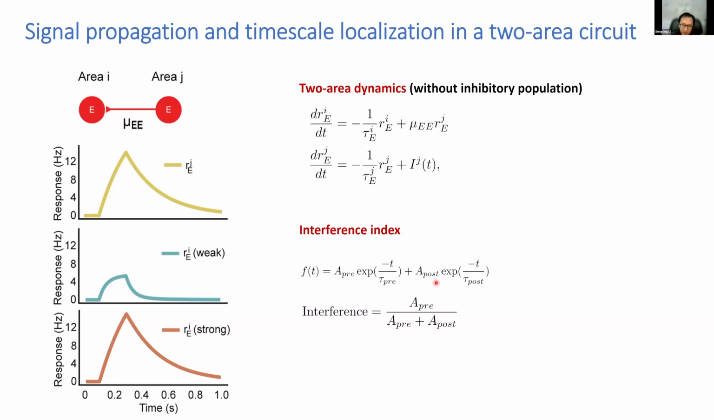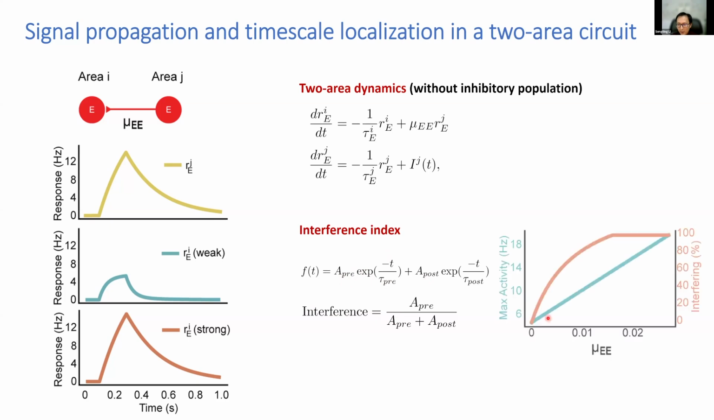So if the upstream area has no effect on the downstream area, then this coefficient will become zero. The interference index will become zero. But if the downstream area's time scale is dominated by the upstream area's time scale, then we will have a very large coefficient here compared with this one. So the interference index will become 1, or at least approach 1. So now we increase the coupling strength between the upstream and downstream areas. Then we can see the downstream area's peak response will increase. But meanwhile, the interference index will also approach 1, which means for very large connectivity strengths, the upstream area's time scale will dominate the downstream area's response.